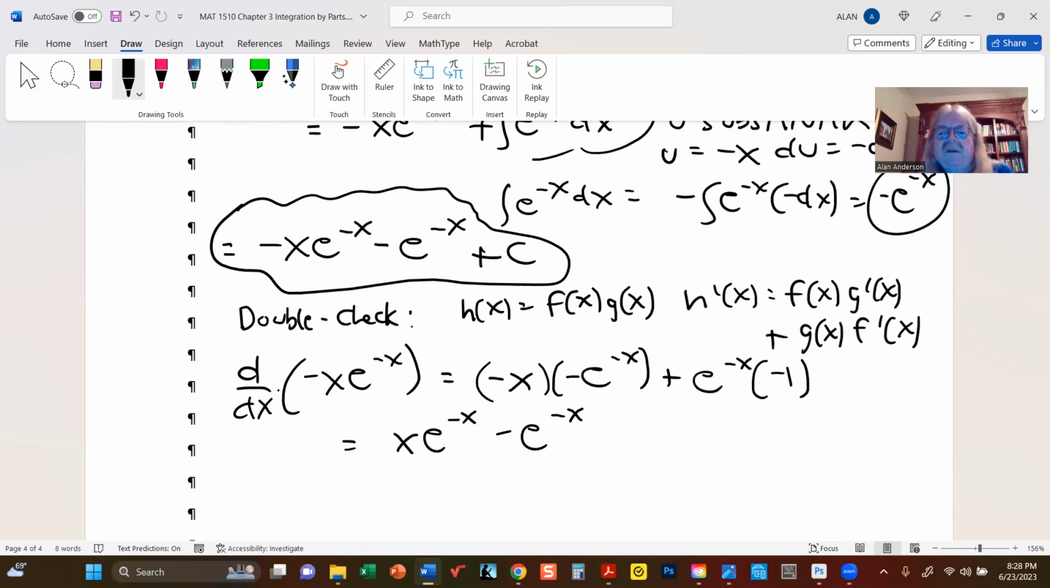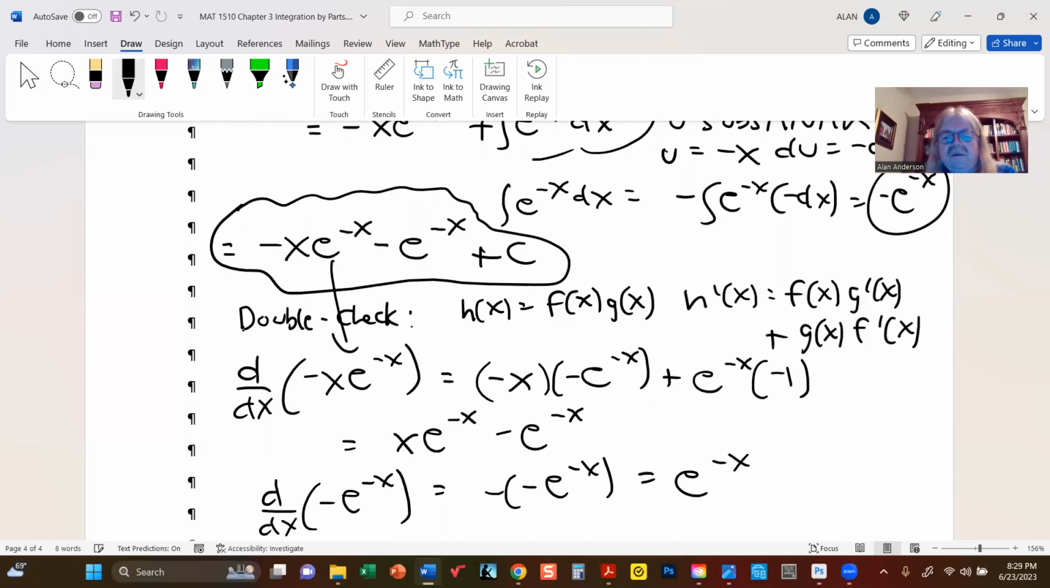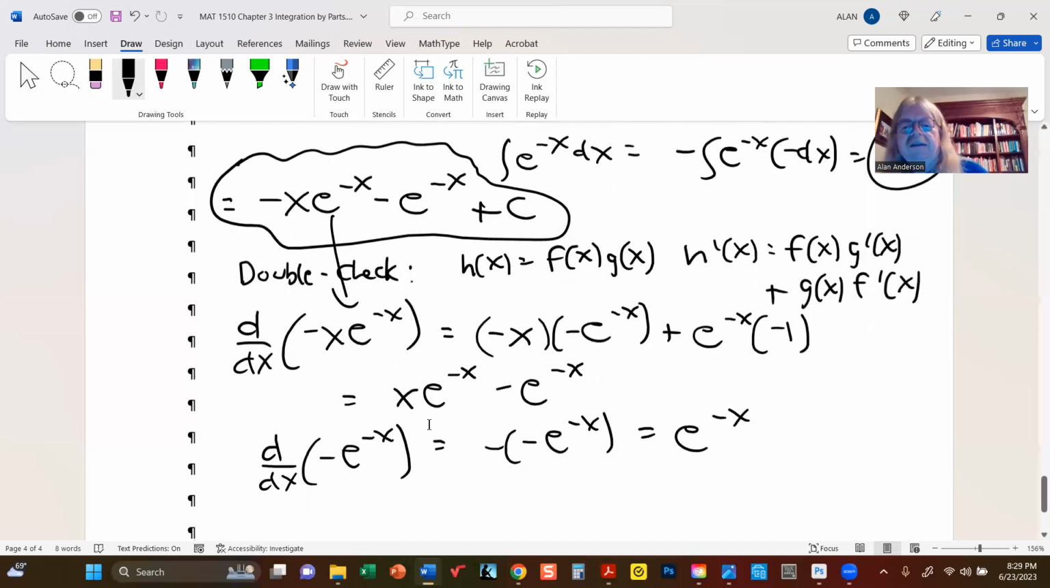Oh, I know what the problem was. So the first term, this is the derivative of the first term. It's the second term that was giving us the problem because the derivative of minus e to the minus x is minus e to the minus x. There we go.